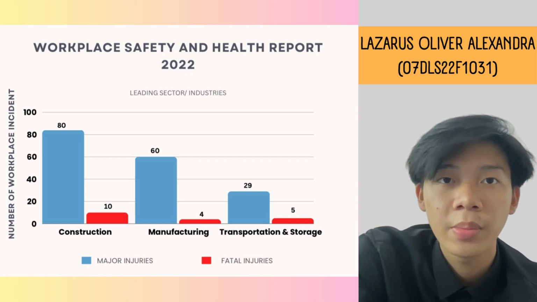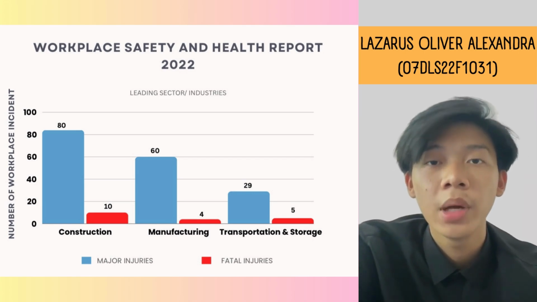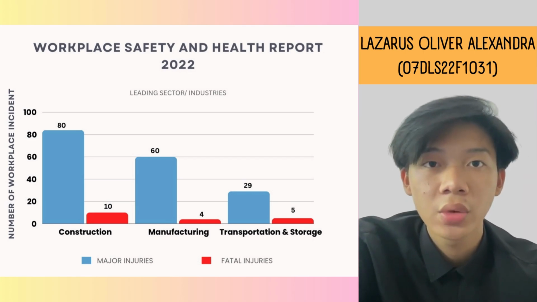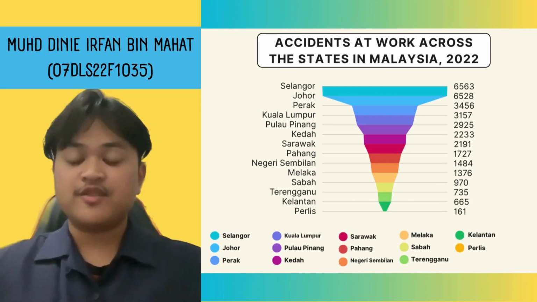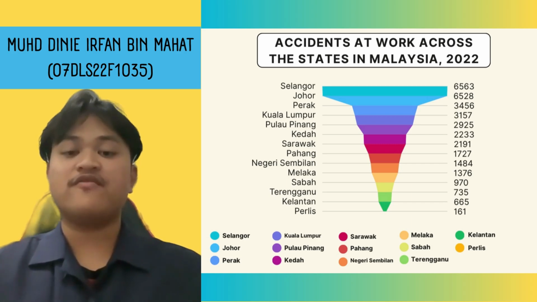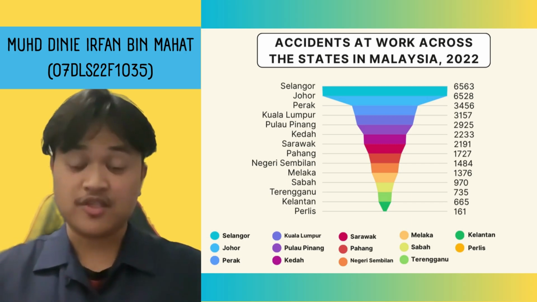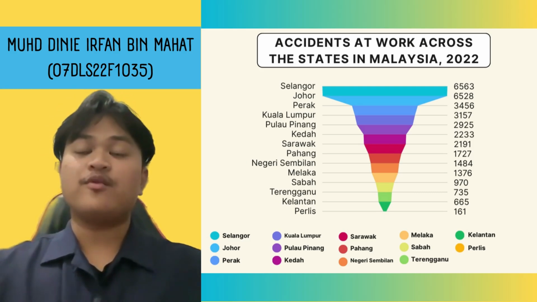So next, I will pass to Muhammad Dini Irfan. I will start with the introduction of myself. My name is Muhammad Dini Irfan bin Mahad, and my matrix number is 07DLS22F1035. Now I will present my chart.